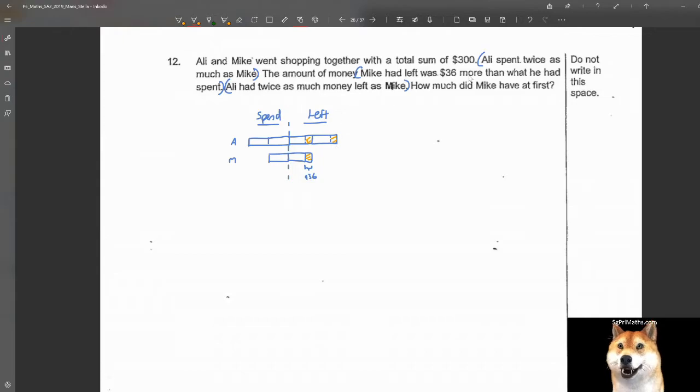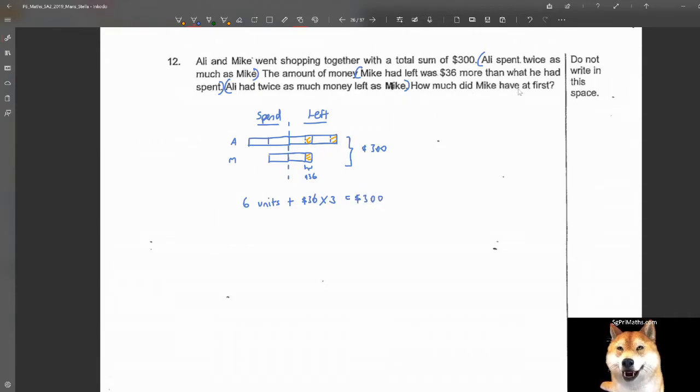And then we know overall, everything, let me use blue, everything is $300. How many units can we see? 1, 2, 3, 4, 5, 6. 6 units plus 3 orange boxes, which are 36 each. So 6 units plus 36 times 3, the 3 orange blocks, gives you a total of $300.